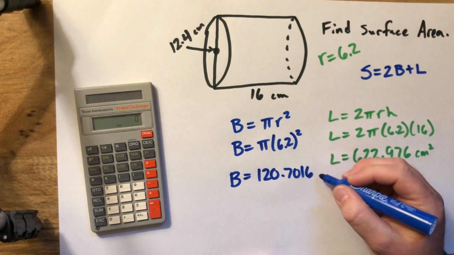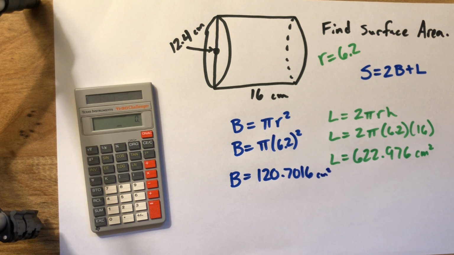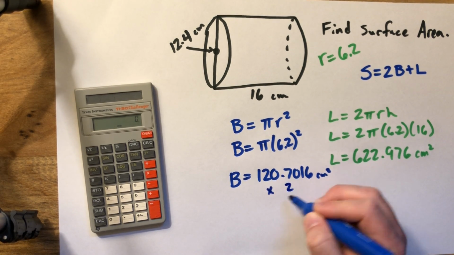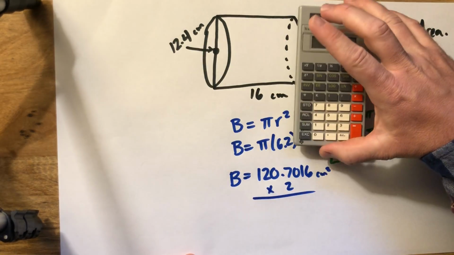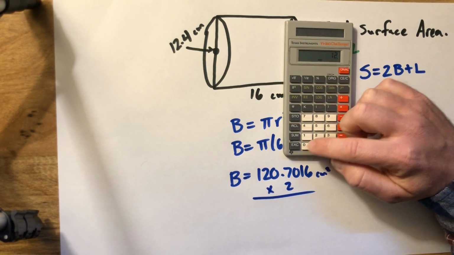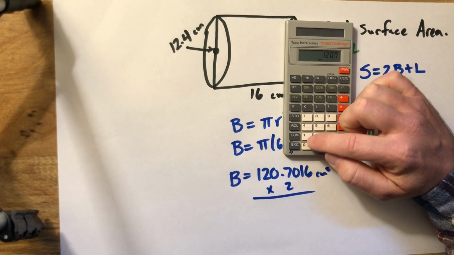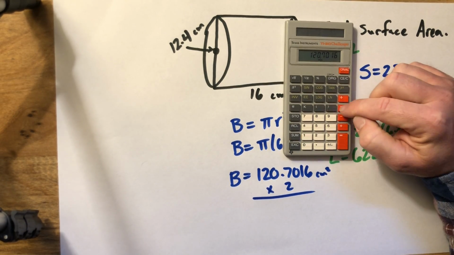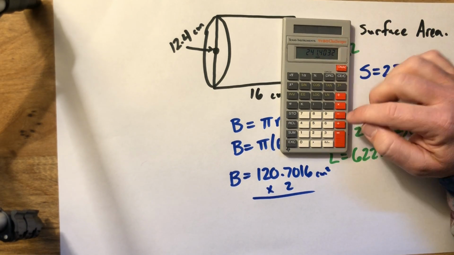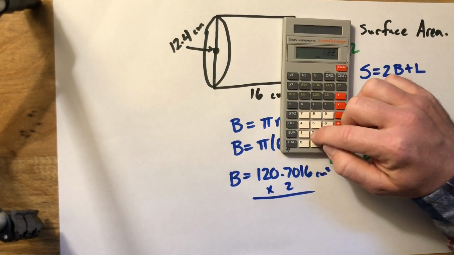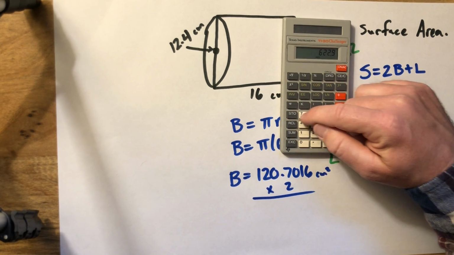Then you'd go find the base area, multiply it by 2, because we still have to multiply it by 2, and then add the lateral area to it. So to find the total surface area, I'm going to take this times 2, and then add with the lateral area. Let's do some calculator work here. 120.7016 times 2. Yep. Now I'm going to add the lateral area to it, plus 622.976.